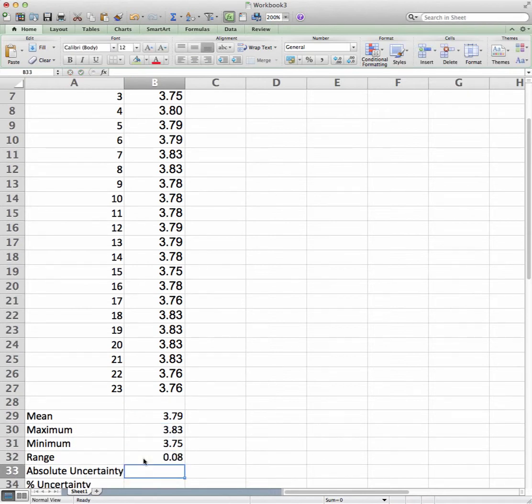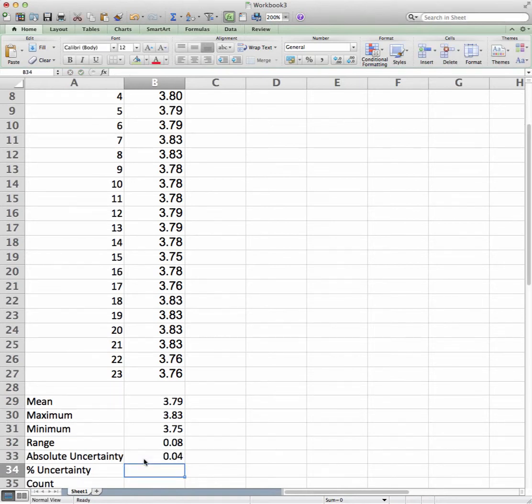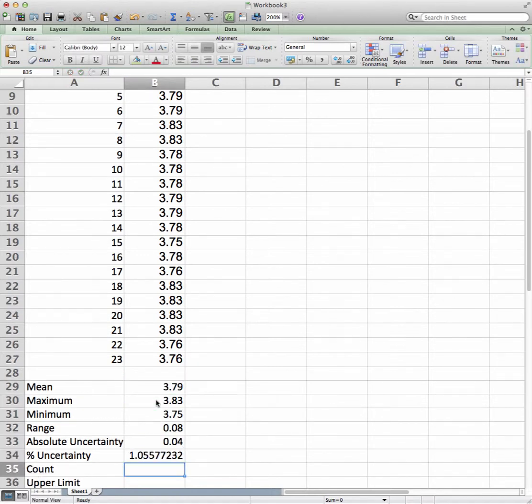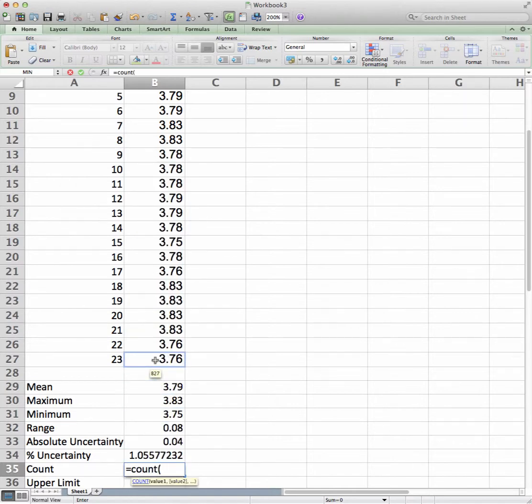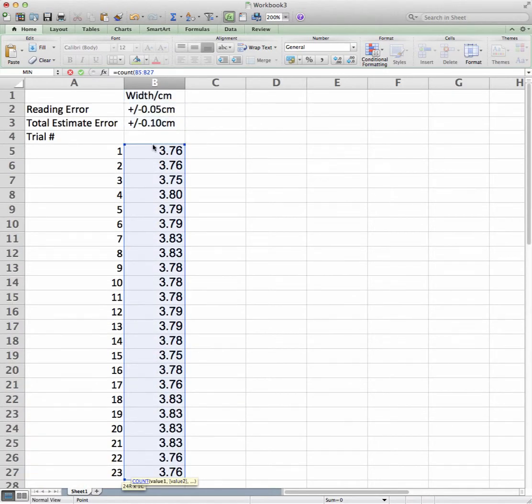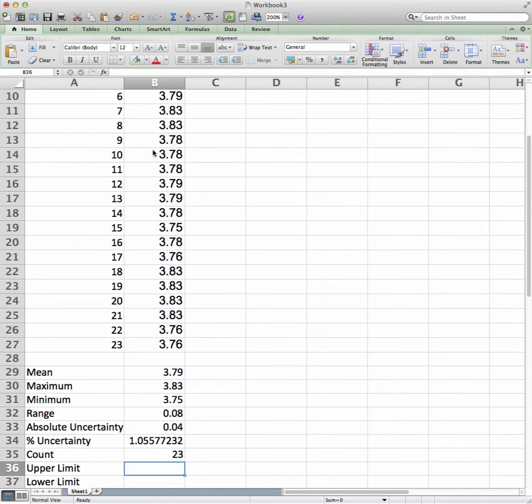The absolute uncertainty is the range, or max minus min, divided by 2. So that is equal to this divided by 2. The percent uncertainty is the absolute uncertainty divided by the mean, so times 100. So that equals this divided by the mean times 100. The count is equal to the count of all the data. What we can see here is there's 23, and that should agree with the trial number.